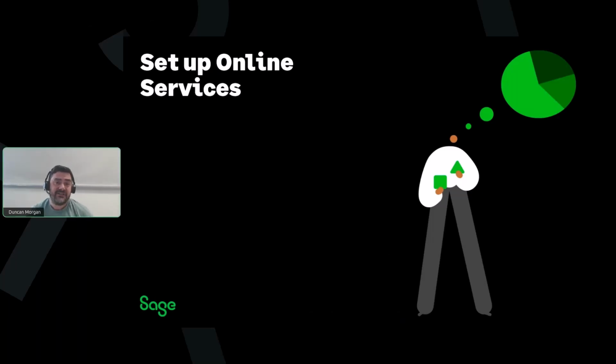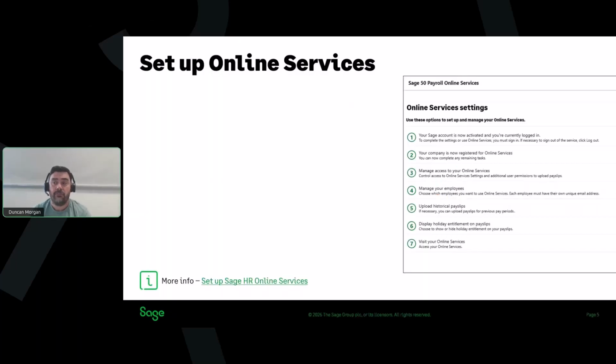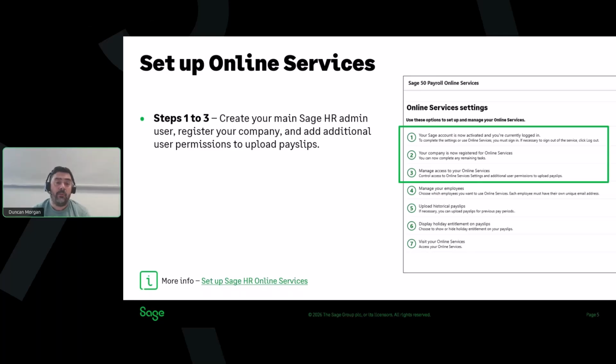So let's get started by talking about setting up online services. So you'll find all of the setup options from the online services settings, which are located on your company tasks. You'll see there's a checklist of 7 items to work through. And the first 3 of those items will be where you initially create your main Sage HR admin user.